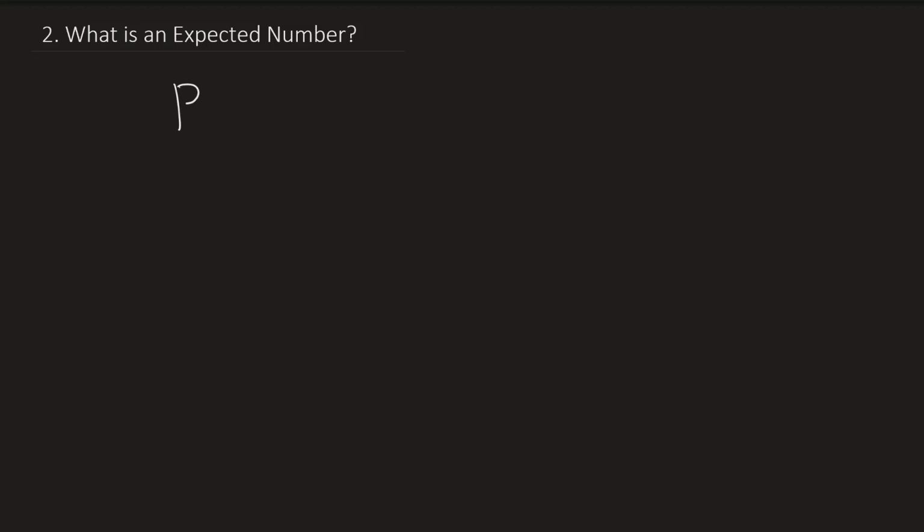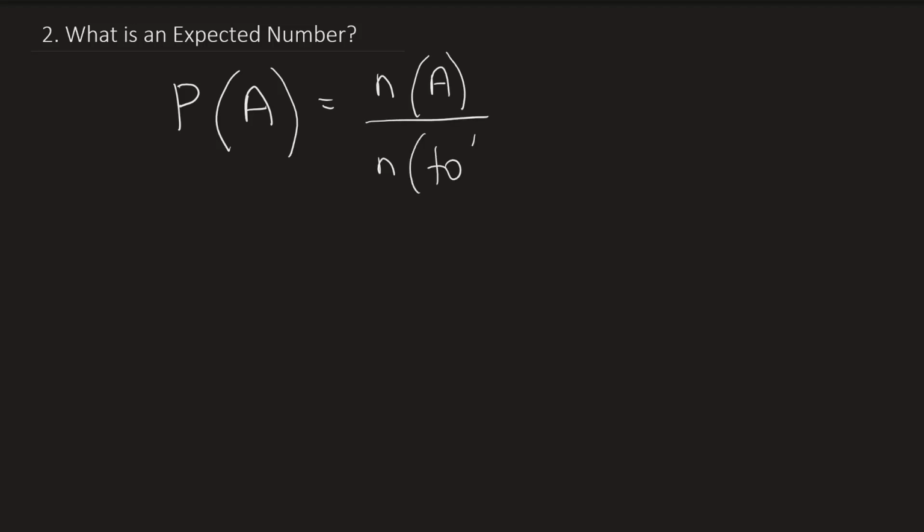So the probability of any event A is the number of times that thing occurs over the total number of times. This is quite intuitive because the numerator is the number of things that you are interested in and the denominator is simply the total number. You will see us using n as the letter that always refers to the number. So on the numerator, it's the total number of things you're interested in, and on the denominator, it's the total number.